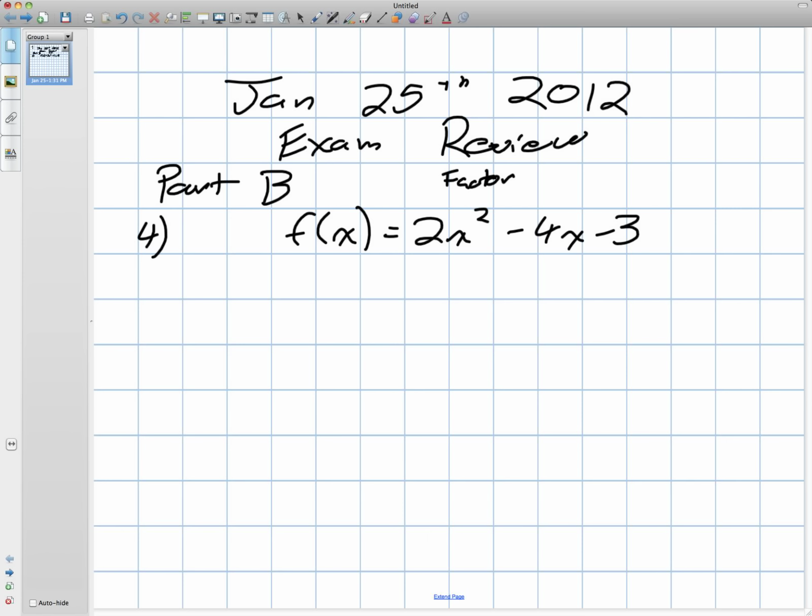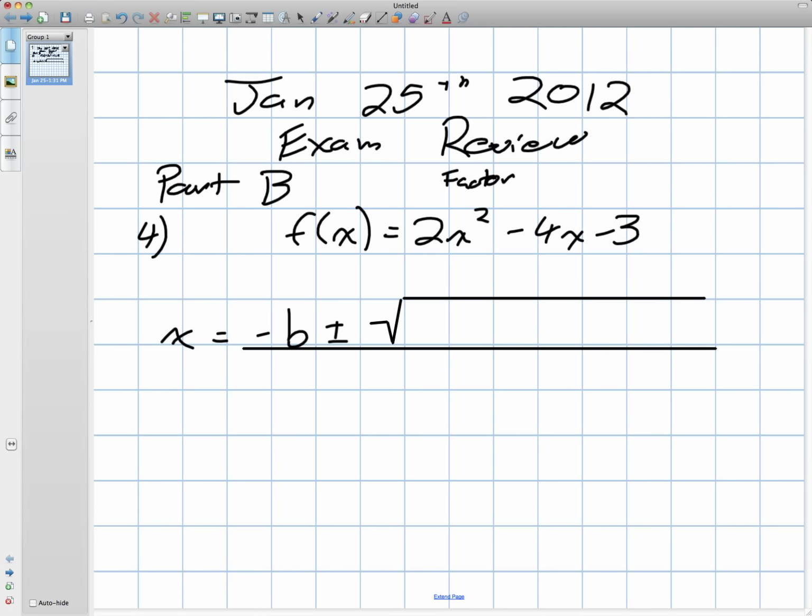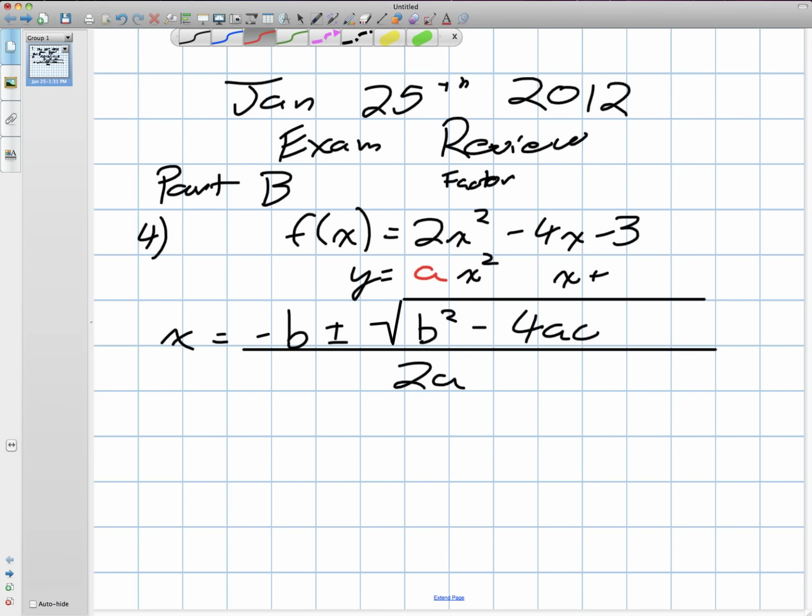Quadratic formula. So the quadratic formula is x is equal to negative b plus or minus the square root of b squared minus 4ac, divided by 2a. Now remember, it's a quick recap here. We're just going to go over what is a, what is b, and what is c in this question so that we can confirm. We have ax squared plus bx plus c.